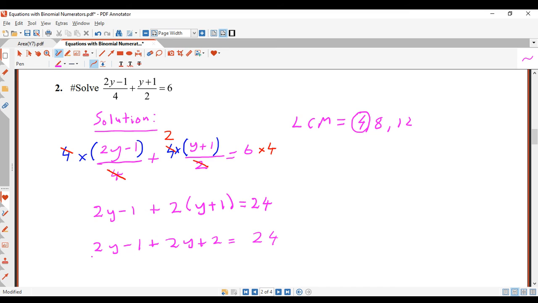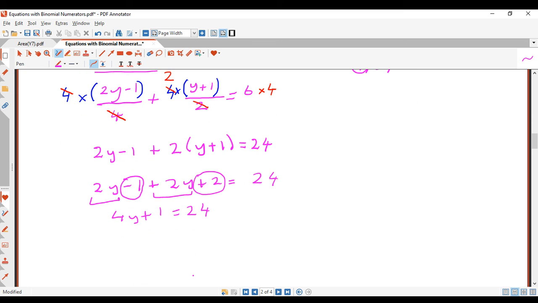Okay, now you'll notice that we have a y term here and a y term here. So we're going to add those together to get 4y. We also have negative 1, and we also have positive 2. So negative 1 plus 2 is positive 1. Okay, so there's our equation, and that should be quite straightforward to solve now. So we're just going to subtract 1 from both sides. That gives you 4y is equal to 23.